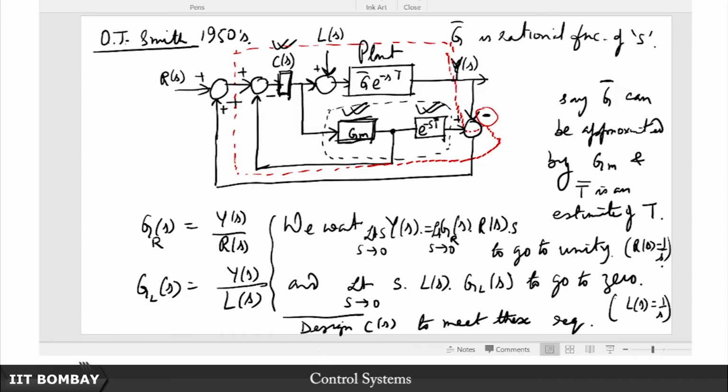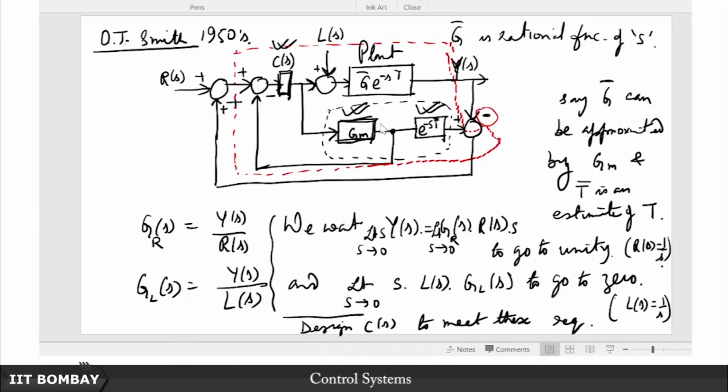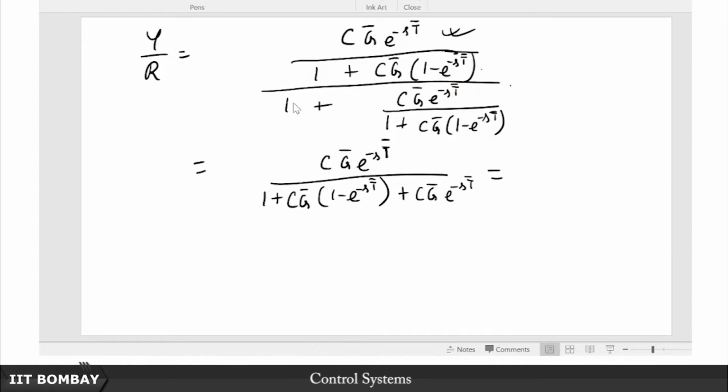So that is why it is kind of a prediction, and that prediction allows me to do better. Okay, so that is the intuition behind this. But in the process, what also happens is, now notice that if you want to get the closed loop transfer function of this system with the Smith predictor, you will get something like C G bar only. Why? Because this term and this term cancel out.